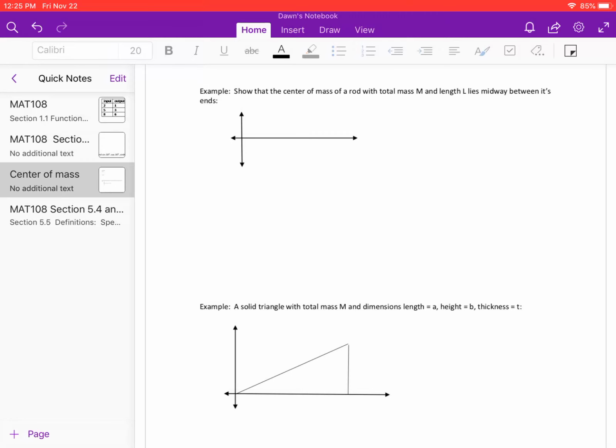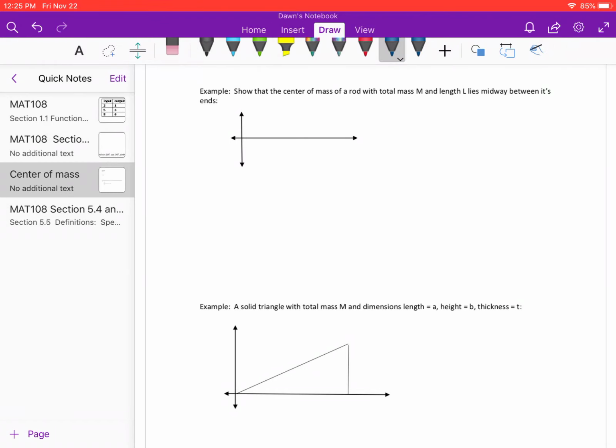Second video. What I'd like to show you here is an example that is found at the bottom of page 273 in your textbook. It is showing you how to find the center of mass of a long rod that has a total length L and a total mass M. And you might intuitively know where the center of mass of that rod is.